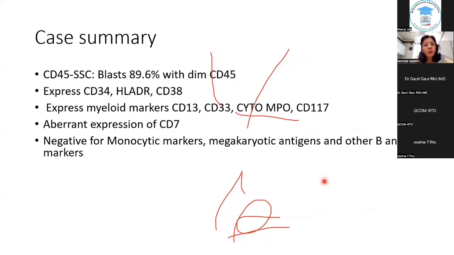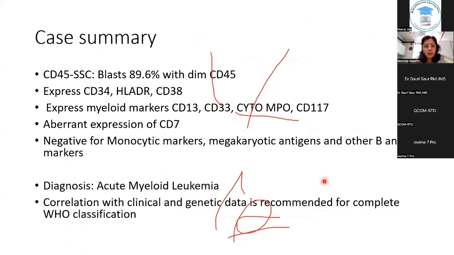So we have a blast population of about 90%, which is expressing 34, HLA-DR and 38, which are markers of immaturity. It is expressing myeloid markers like 13, 33, MPO, and 117 with aberrant expression of CD7. And it is negative for monocytic markers and megakaryocytic antigens and other B and T cell markers. So the diagnosis given here was acute myeloid leukemia, and correlation with clinical and genetic data is recommended for complete WHO classification.